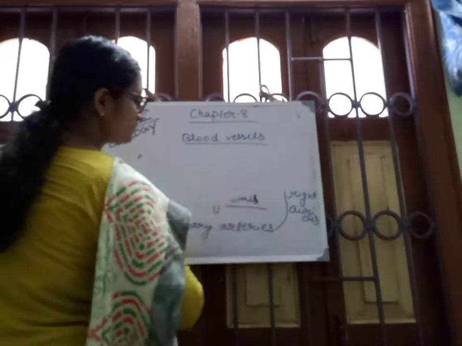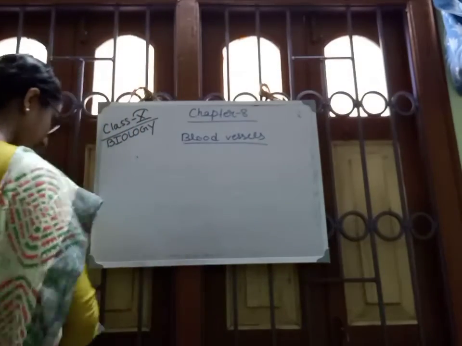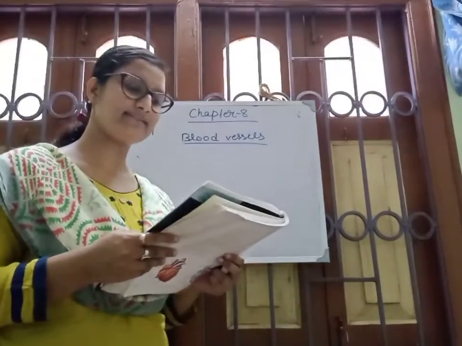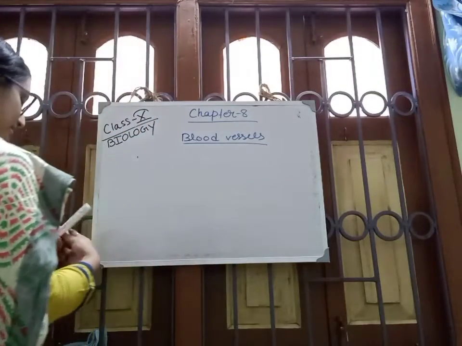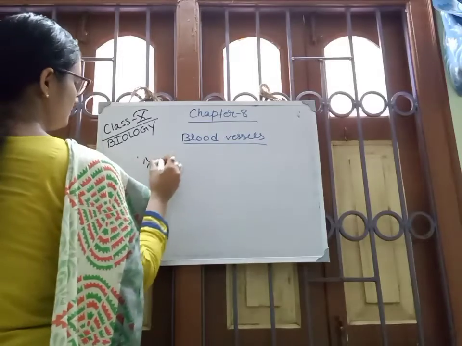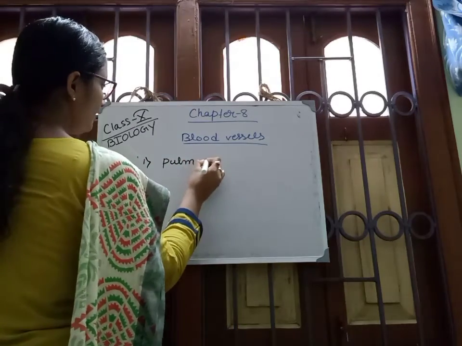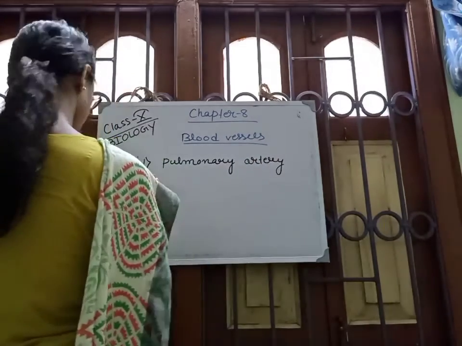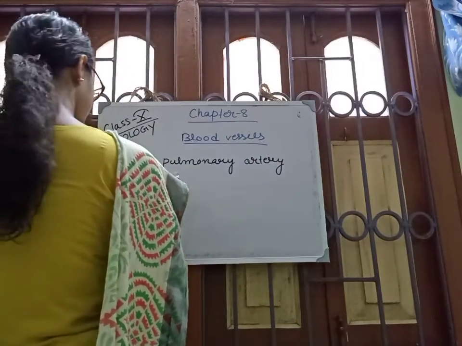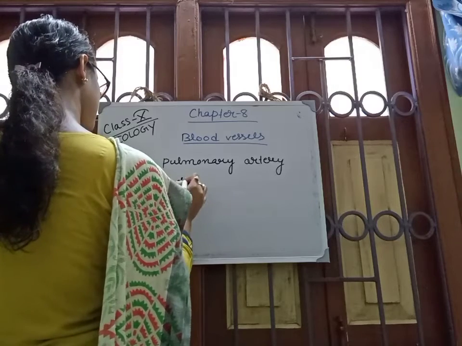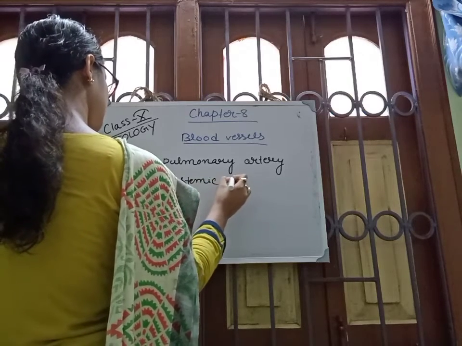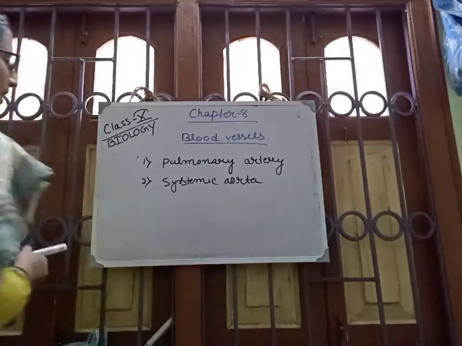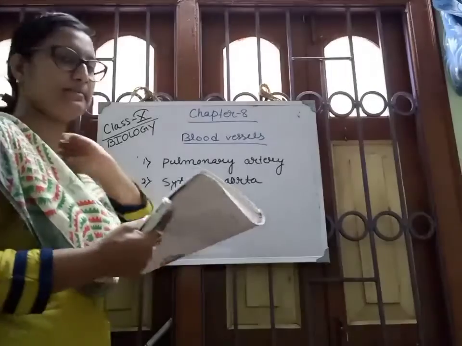Now the blood vessels leaving the heart: the pulmonary artery and the systemic aorta. The first one is the pulmonary artery. What is the pulmonary artery? This is a blood vessel leaving the heart.